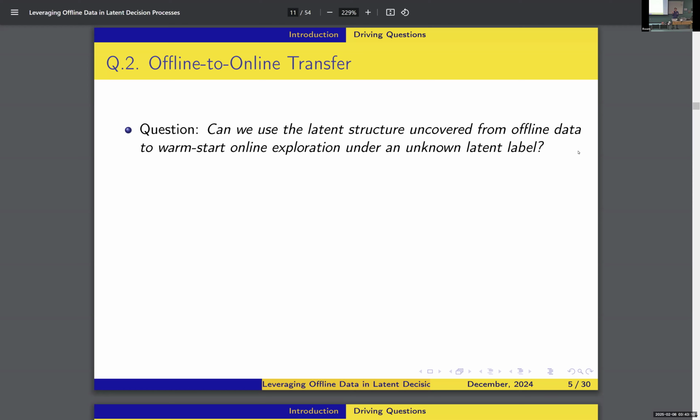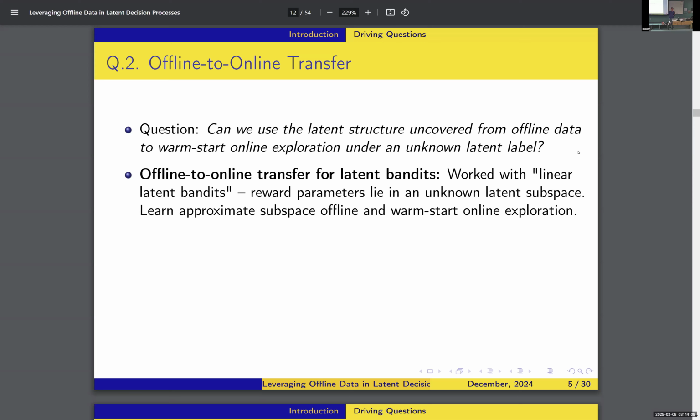Right. So in the second case, which is using offline stuff for online purposes, the question we're answering is in the setting of latent bandits, because it becomes a little thorny to keep working in MDPs in this situation. So we are working with linear latent bandits, where the reward parameters lie in some unknown latent subspace. Another way to think of this is a simple latent bandit setting, but different users share a common low-dimensional subspace for their reward parameter, which is not uncommon in practice, and we have seen this in real data. So you can learn this approximate subspace offline, and then you can warm start online exploration when you encounter a new user.